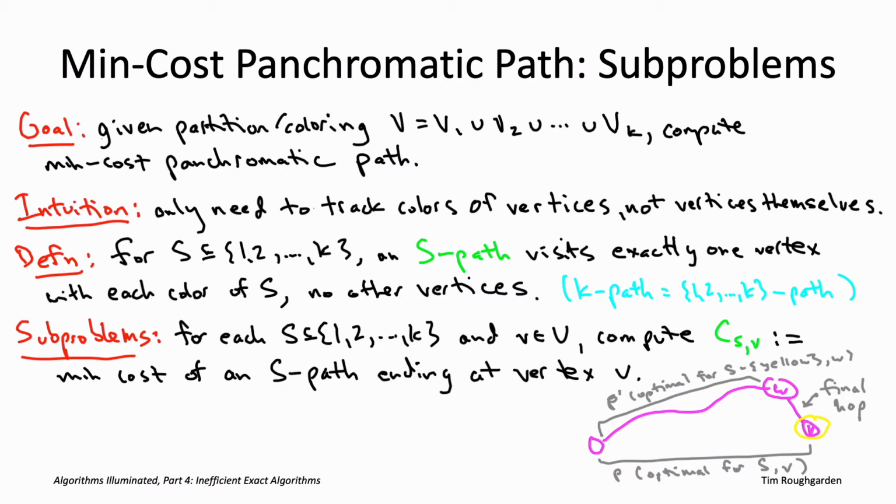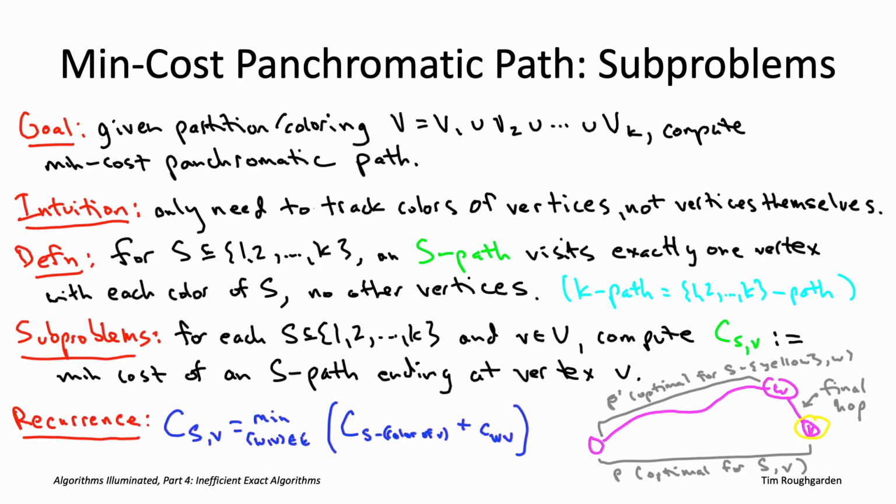So what this means is that there's only a very limited number of candidates vying to be the optimal solution to a subproblem. Once you know the final hop of the optimal solution, the penultimate vertex W, you know what the rest of the path has to look like. So our recurrence then is just going to perform exhaustive search over the possibilities for the penultimate vertex W. So there'll be one possible choice of W for each edge incident to the vertex V.